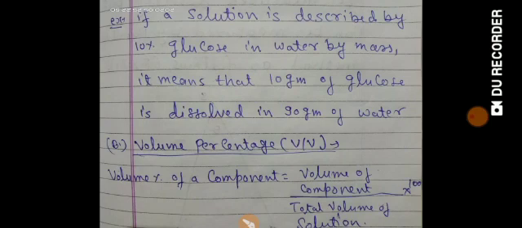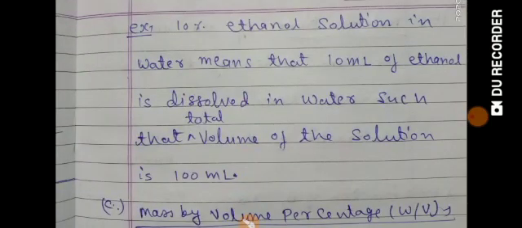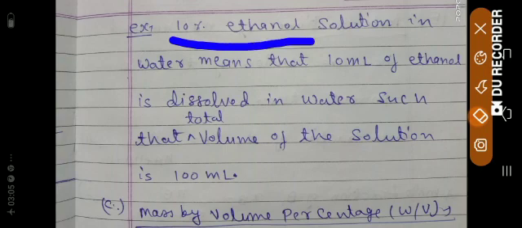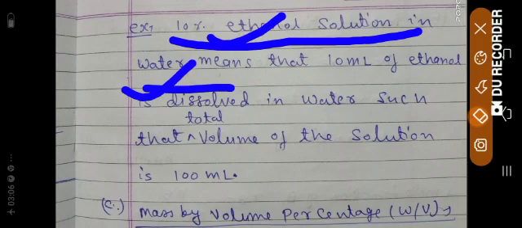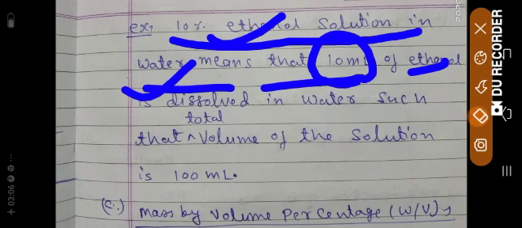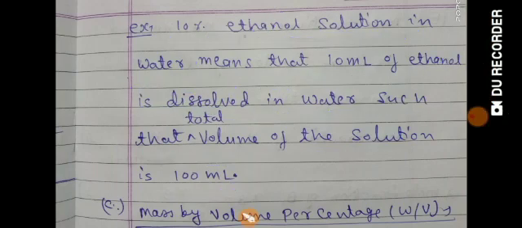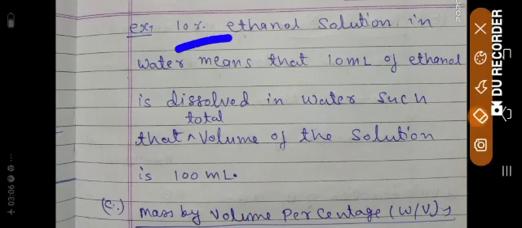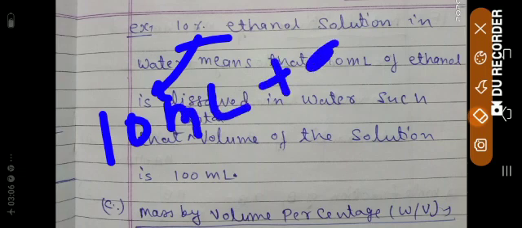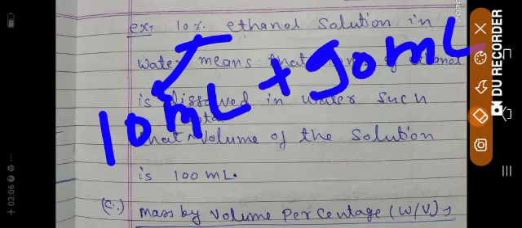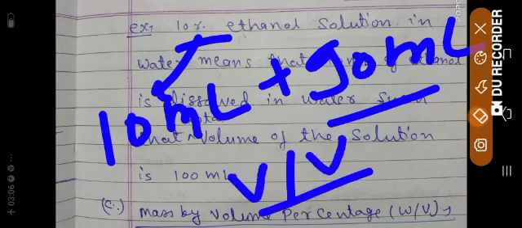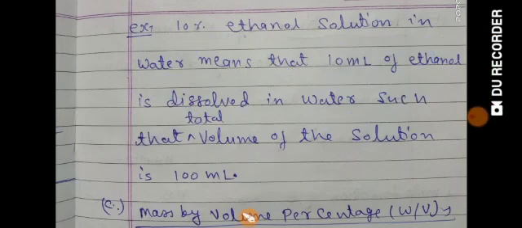So if you need an example, come to the next page. Yes, this one: 10% ethanol solution in water. Ethanol is a liquid and water is a liquid, which means 10 ml, not weight, it is the volume of ethanol, is dissolved in water such that the total volume is 100 ml. If I am taking 10% ethanol in water, it means ethanol is 10 ml and the other 90 ml is water. So this is V by V, 10% ethanol solution. So it is easy to grasp.